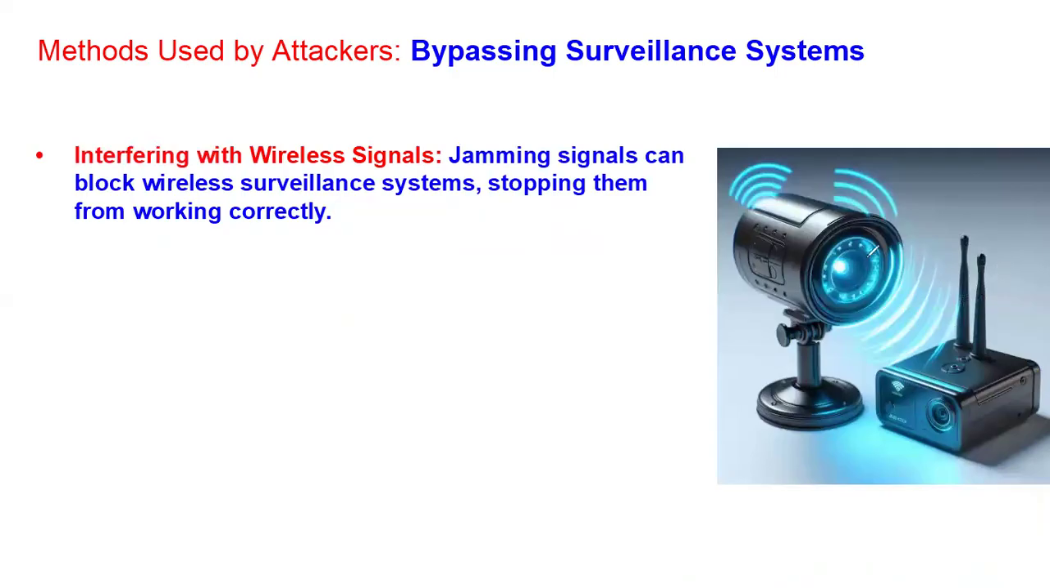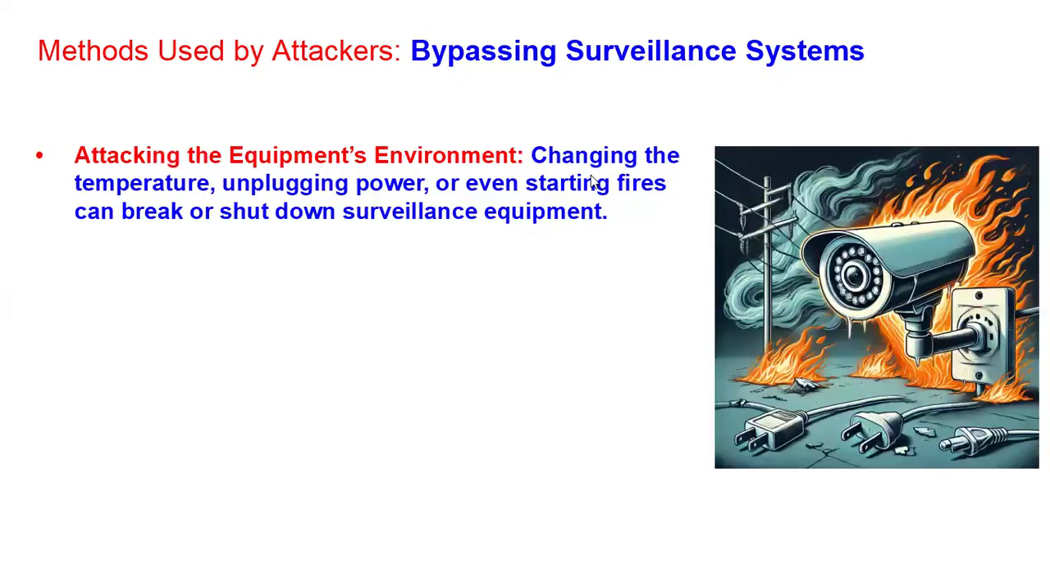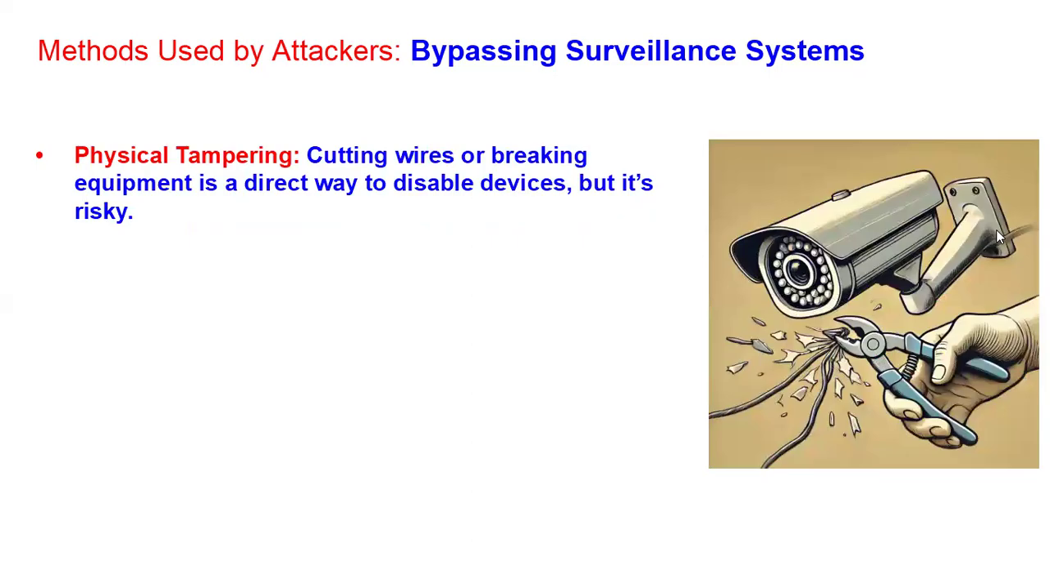Then they can jam the signals as well. Jamming signals can block wireless surveillance systems, stopping them from working correctly. They can change the temperature as well. They can unplug the power, or even start fires, which can break or shut down the surveillance equipment. They can also do physical tampering, like cutting wires.